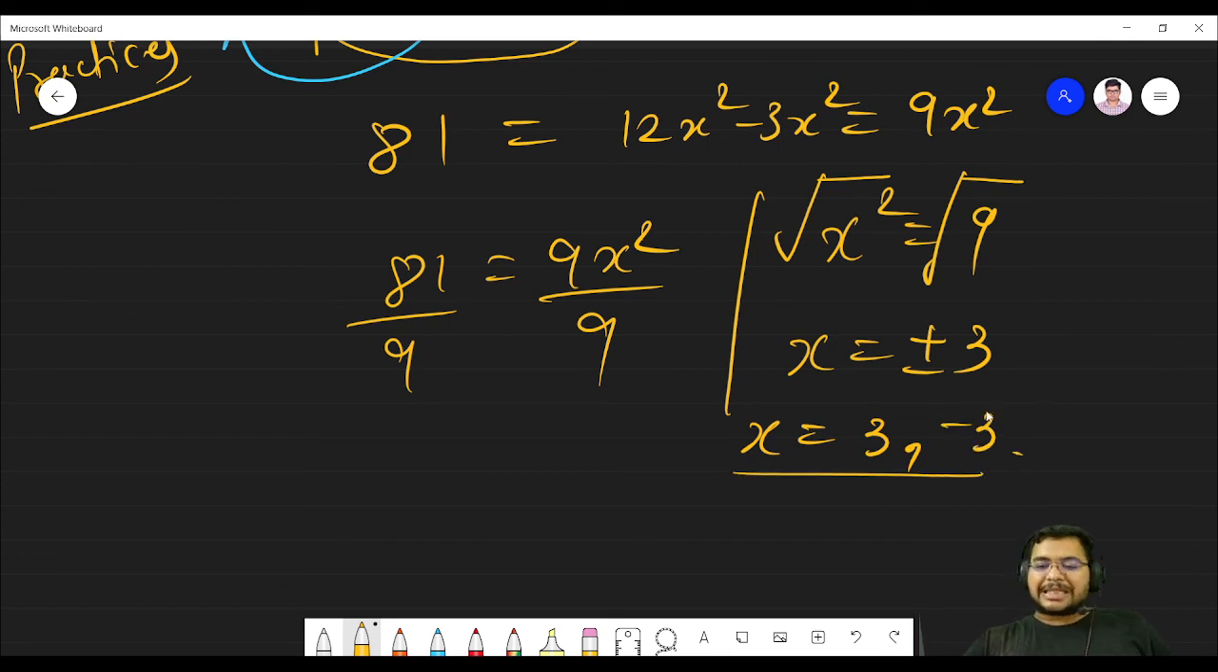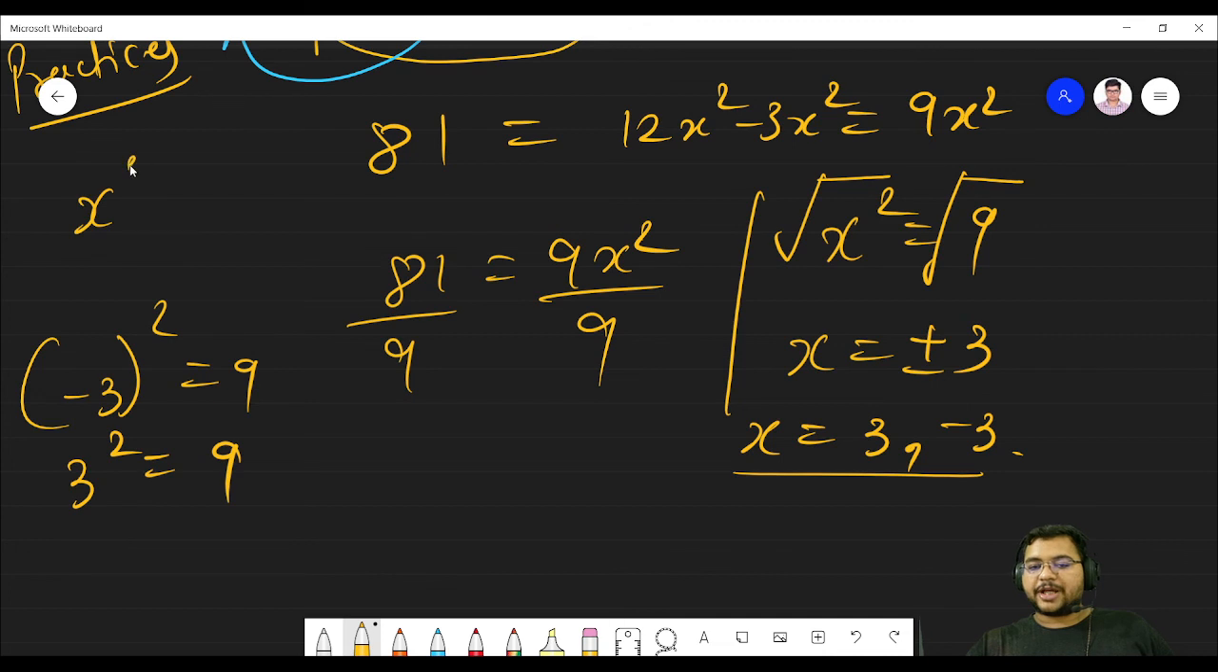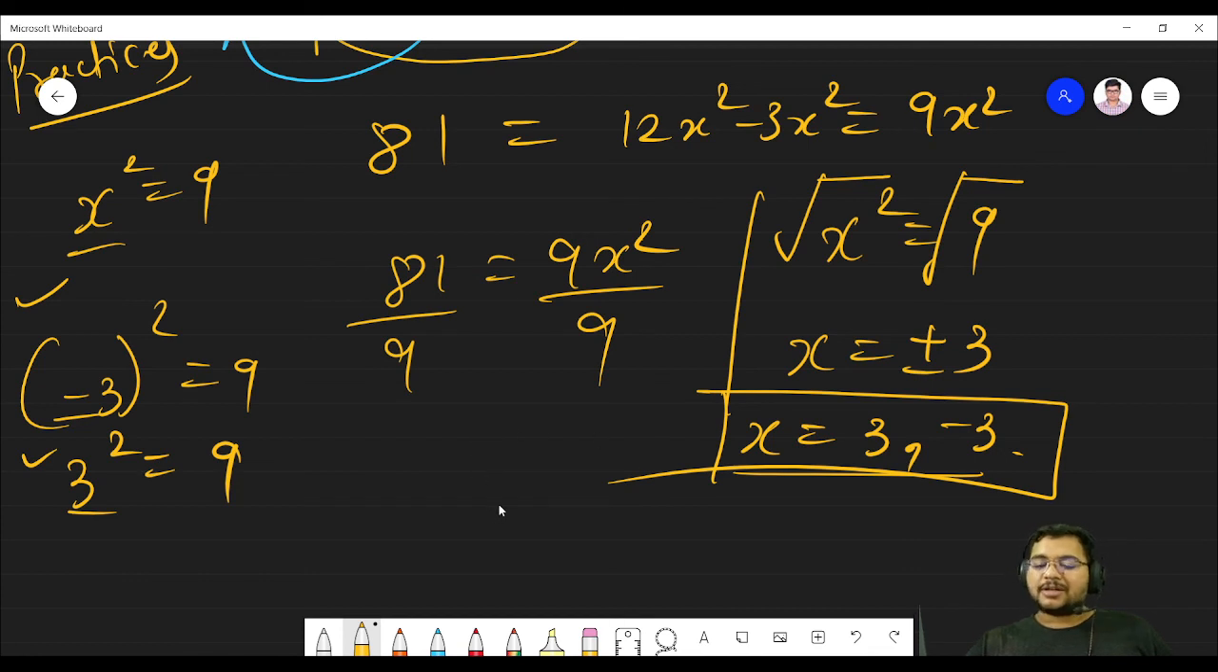Why did I get two values of x? Can you tell me what is the square of minus 3? The square of minus 3 will also be 9, and the square of 3 is also 9. So here it is given x square equals 9, and from this equation you can see that x can be negative 3 and x can also be positive 3. So both answers are correct, unless you are given any condition in the question.